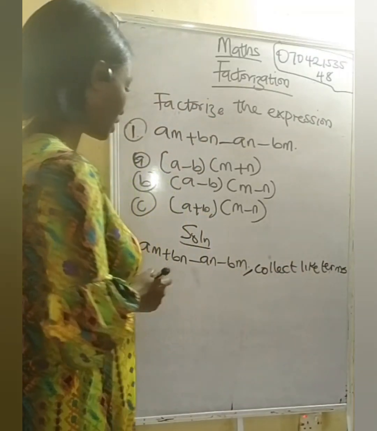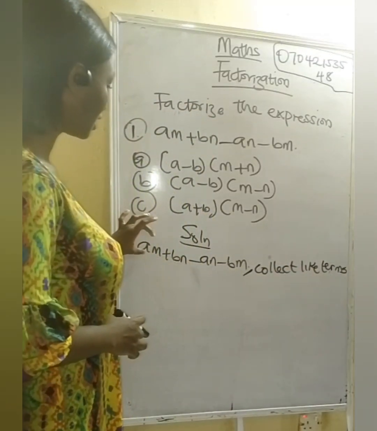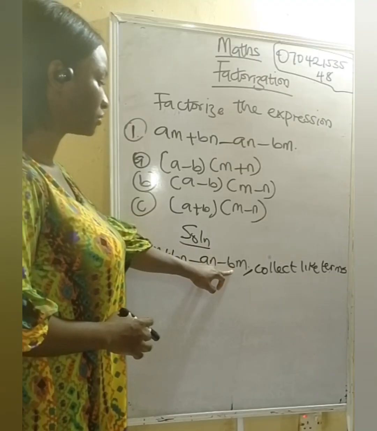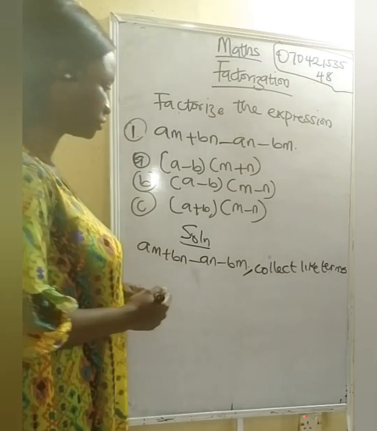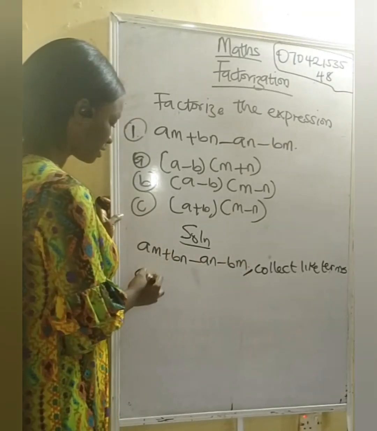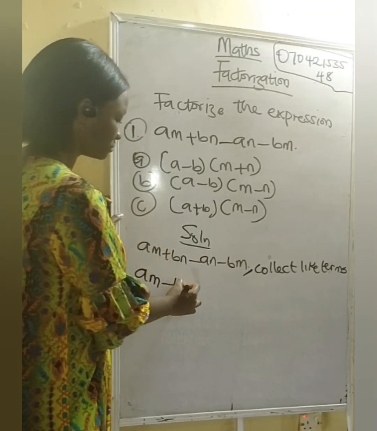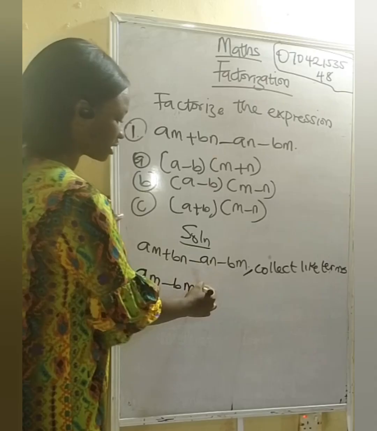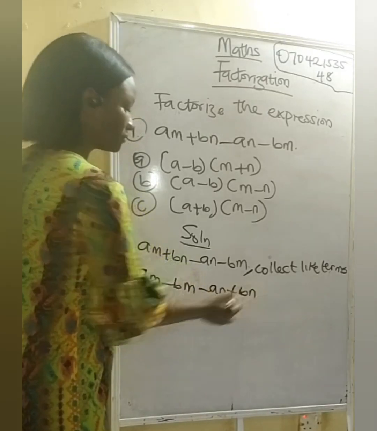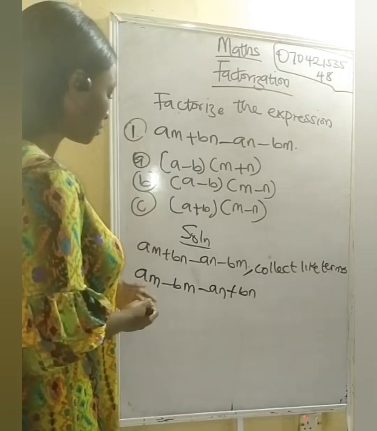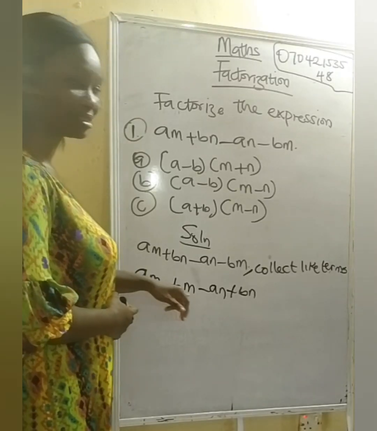Alright, so now let's look at the alphabet that looks alike. We have the am and the minus bm. Alright, so we also have minus an and plus bn. So let's bring this one together. Am minus bm minus an, you see the arrangement, plus bn. Alright, so we've collected the like terms. So now what are we going to do? So now what alphabet is similar?